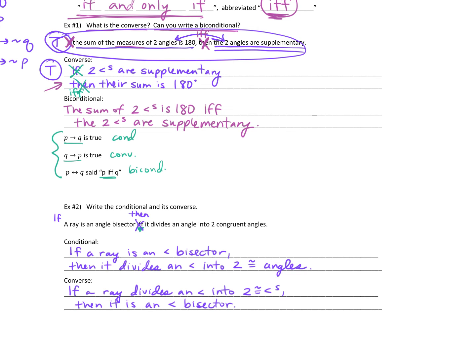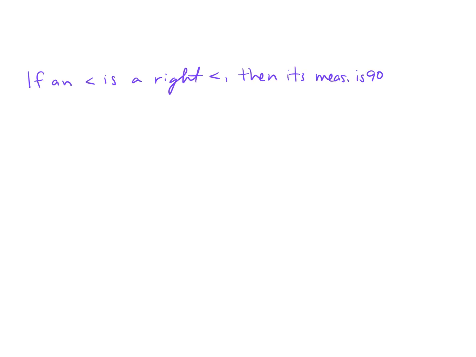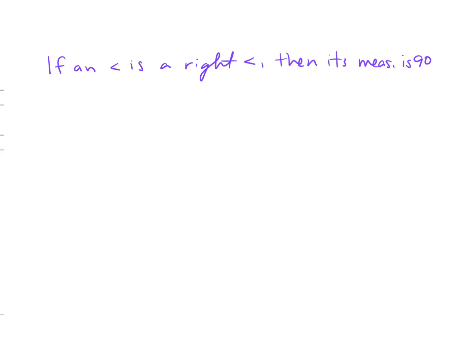Okay, so you don't have to write this down, but I just want to give you one more example of each just to make sure. Let's say I say, if an angle is a right angle, then its measure is 90. Okay, don't even write it down. Just talk to me. If that's my conditional statement, first of all, is it true? Yes. That is true. If an angle is a right angle, it's going to be a 90-degree angle, okay?